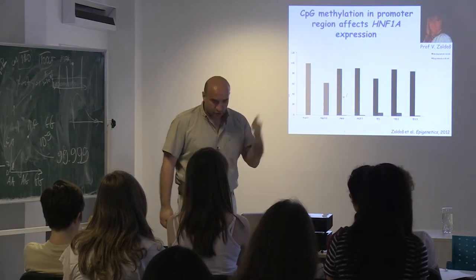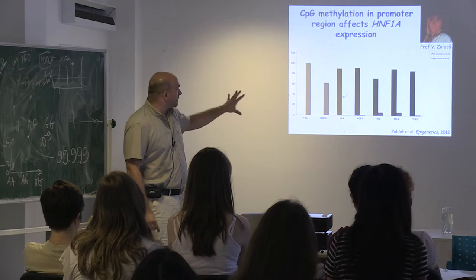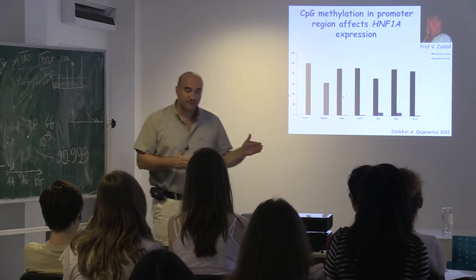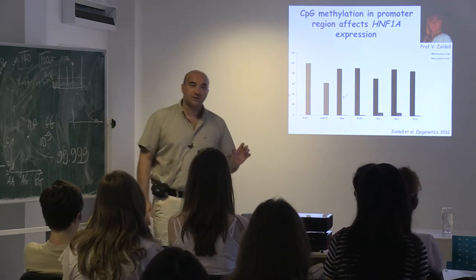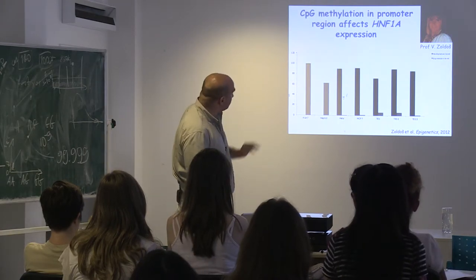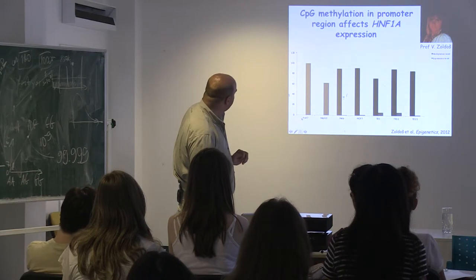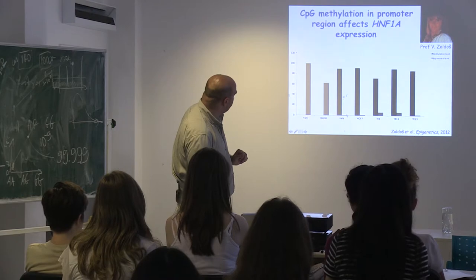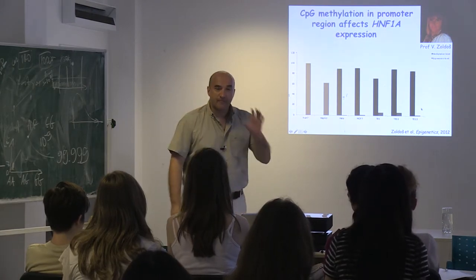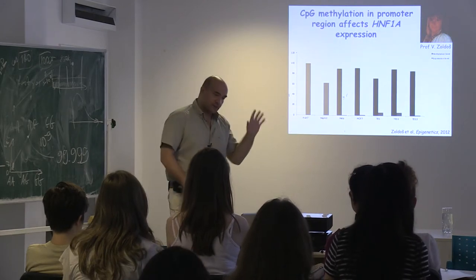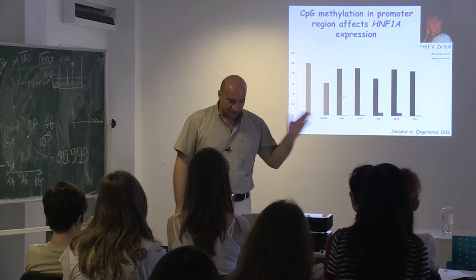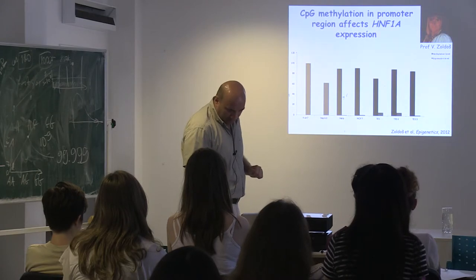And in collaboration with Vladko Zoldos, who will talk to you tomorrow, we identified four sites in the first exon of HNF1-alpha, which more or less act as an off-on switch for HNF1-alpha. So we analyzed a number of cell lines, and if the cell line has no methylation, there is expression of HNF1-alpha. If there is methylation, like in all of them, there is very little expression. So you can practically turn the expression of HNF1-alpha off and on by putting methyl groups on those four sites in the first exon of HNF1-alpha.